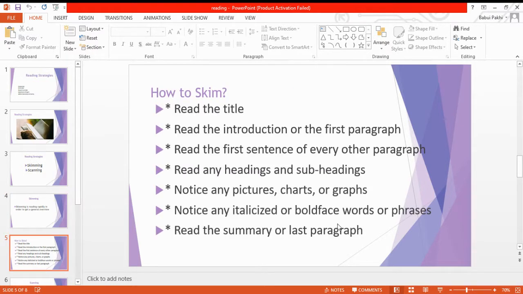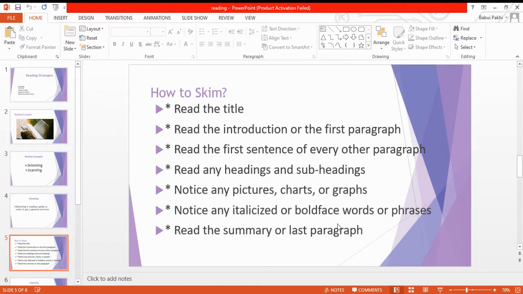Then how to skim? কিভাবে আমরা স্কিম করতে পারি? Then we have a title, for example, population problem in Bangladesh. So you can get an overview by reading that title. So read the title. Sometimes you don't find any title, so then you have to go for another strategy, and that is read the introduction or the first paragraph.